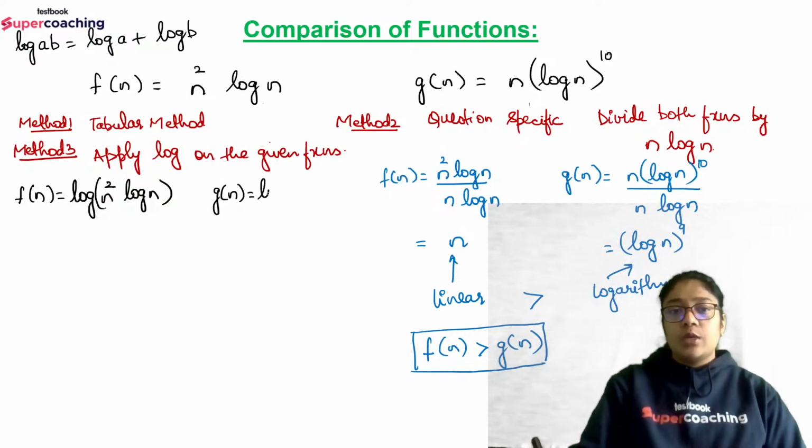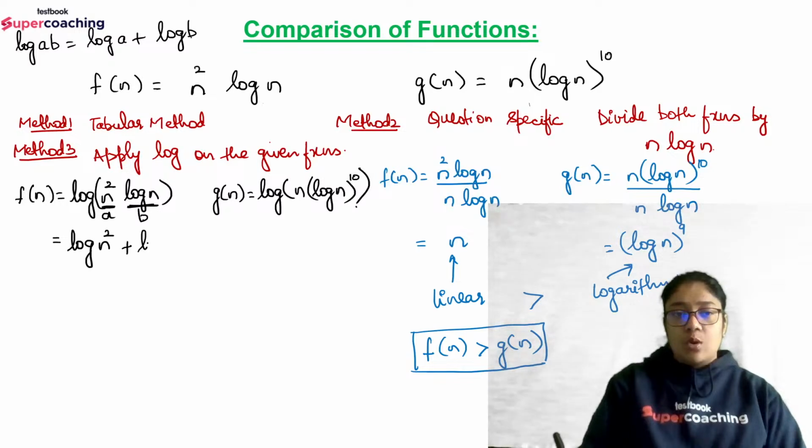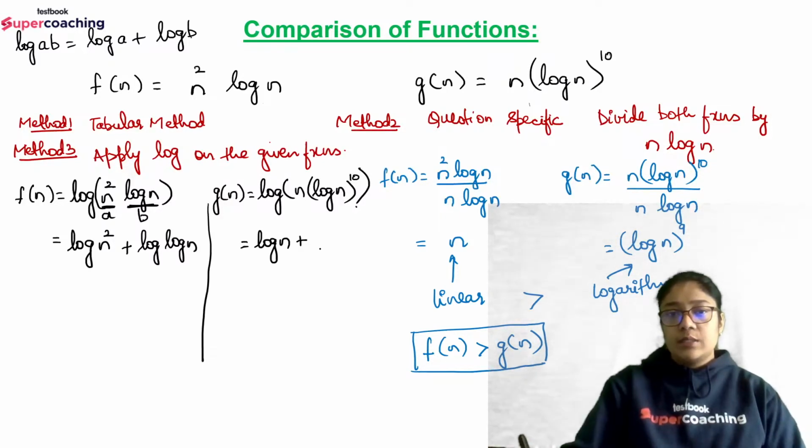So this comes out to be log n log n raised to power 10. So log a plus log b, this is a, this is b. Log n square plus log of log n. And in this case, we'll be getting log n plus log of log n raised to power 10.